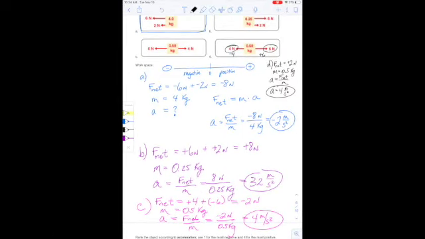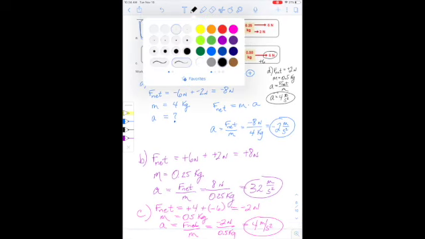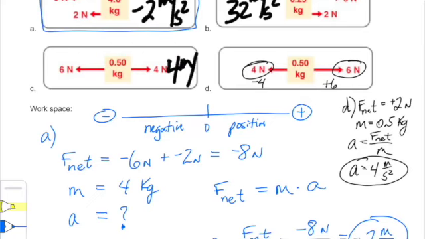So here are all of my numbers. If I go ahead and write those in, let me make this a little bit bigger. For A, I had -2 meters per second squared. For B, I have 32 meters per second squared. For C, I have 4. And for D, I also have 4.